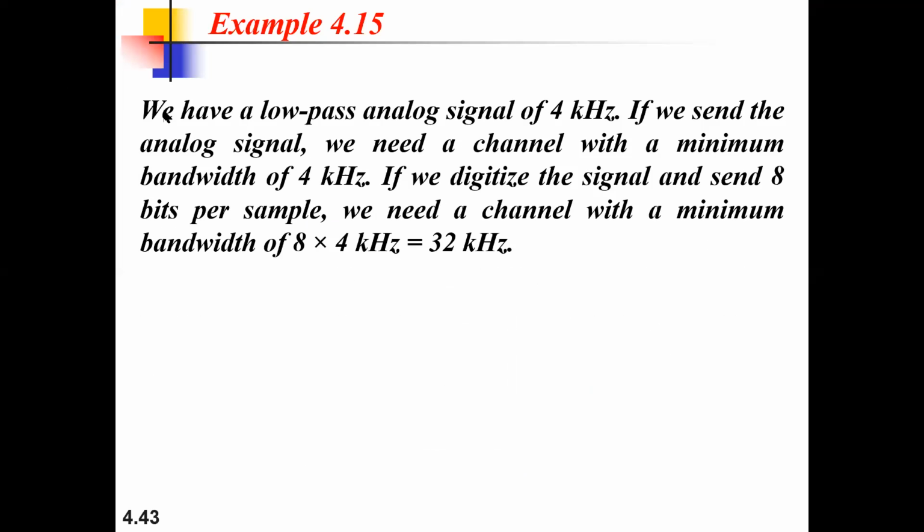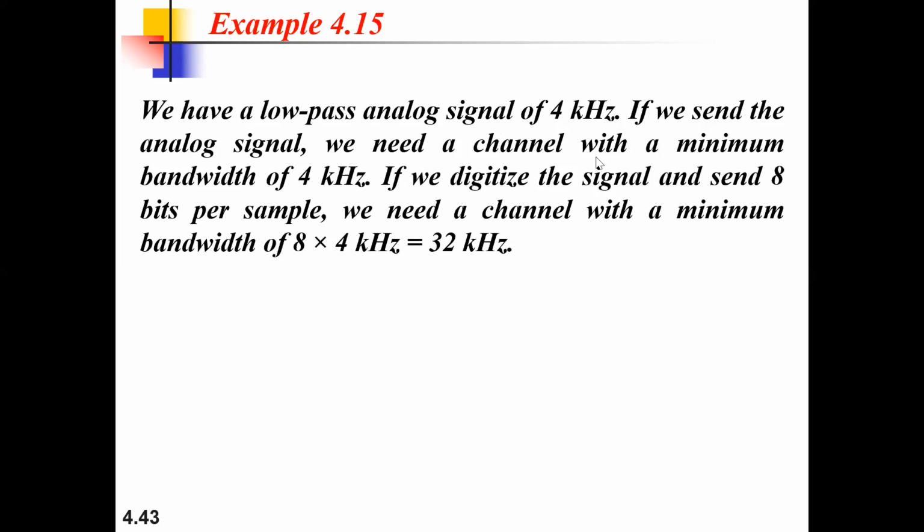We'll take up one more example. We have a low pass analog signal of 4 kilohertz. If we send the analog signal, we need a channel with a minimum bandwidth of 4 kilohertz. What they are saying is low pass analog signal of 4 kilohertz. That means the maximum bandwidth is given as 4 kilohertz itself.